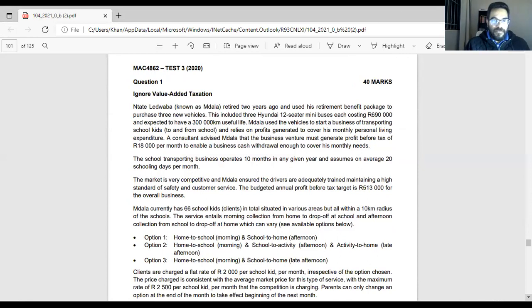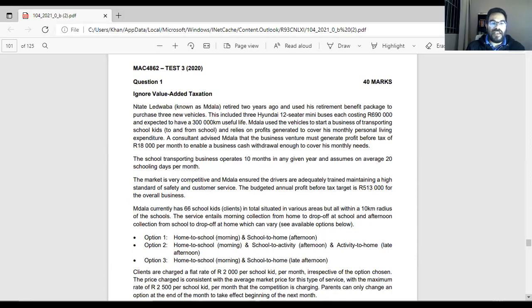Okay, so they say Madonna retired 2 years ago, and used his retirement benefit package to purchase 3 new vehicles. This included three Hyundai 12-seater minibuses, each costing 690,000 Rand and expected to have a 300,000 kilometer useful life. Madonna used the vehicles to start a business of transporting school kids to and from school, and relies on profits generated to cover his monthly personal living expenditure.